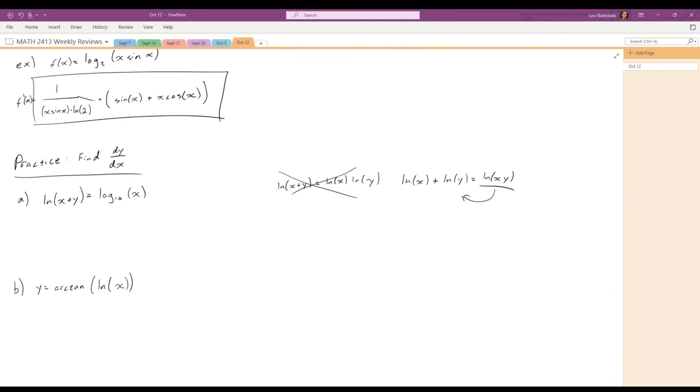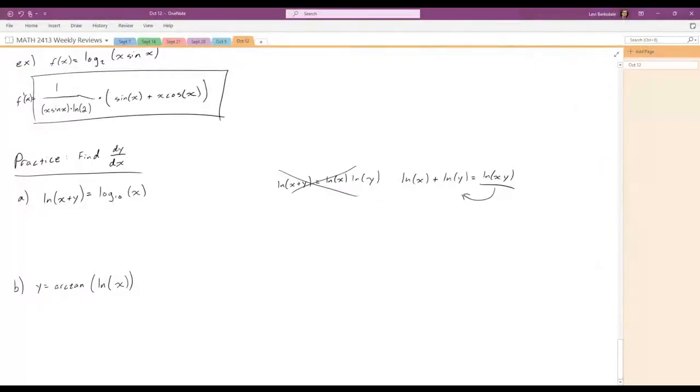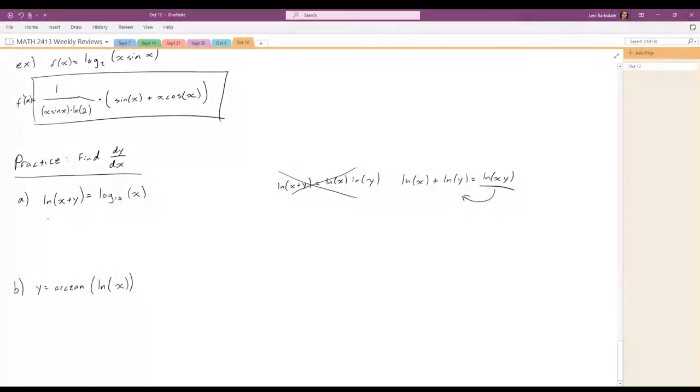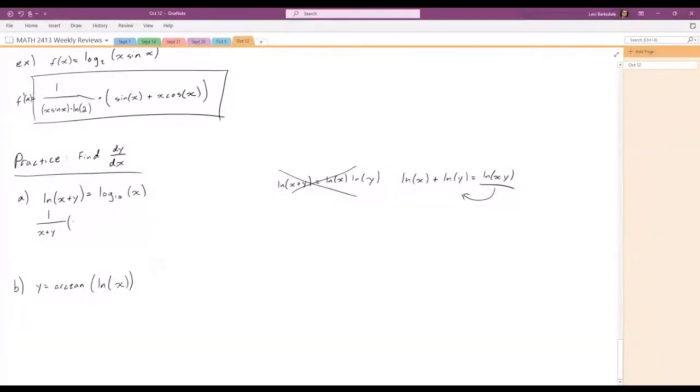All right, let's go over part A because I do want to get to log differentiation because that stuff is cool. All right, derivative of the left-hand side here. Well, derivative of natural log is 1 divided by the inside multiplied by the derivative of the inside.